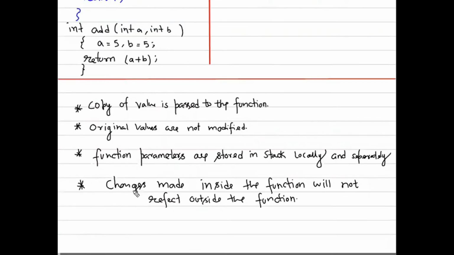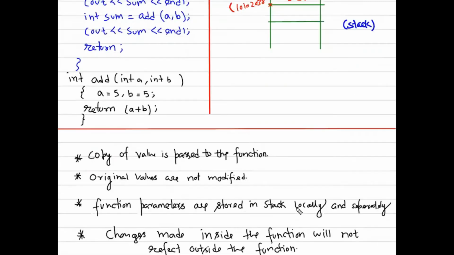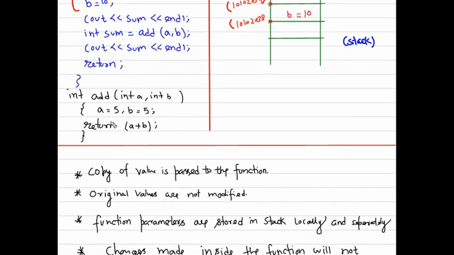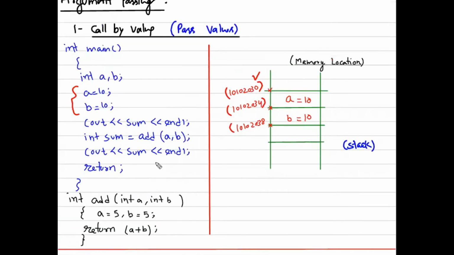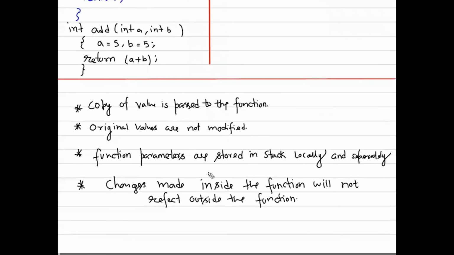The last one is that changes made inside the function will not reflect outside the function. So we are making changes inside the function, and these are actually the function parameters. If we make changes to the function parameters, it will not affect the outside function. The outside function is this area. So guys, this is about call by value.